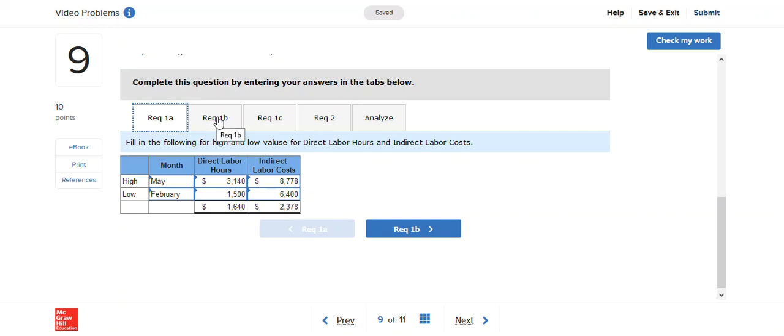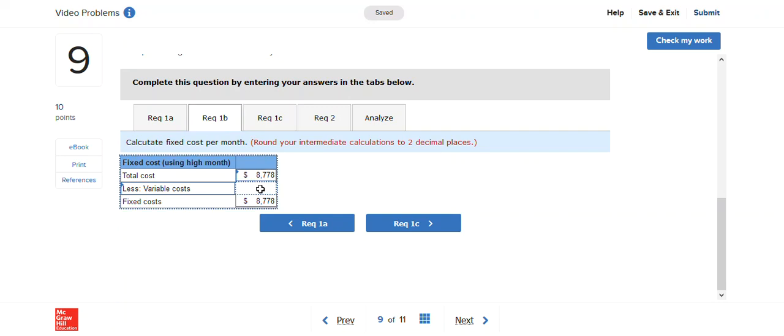So if we take the $1.45, and that's the amount of indirect labor costs per hour, and we're going to use the high number of hours that we're given. So we're going to take 3,140 hours and multiply that by the $1.45 to get an amount over here. So $1.45 times 3,140 hours gives us a total variable cost of $4,553. So then the difference in those two would be the fixed.